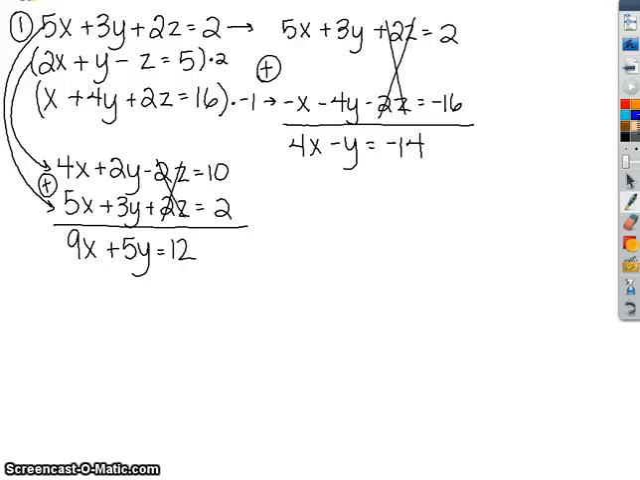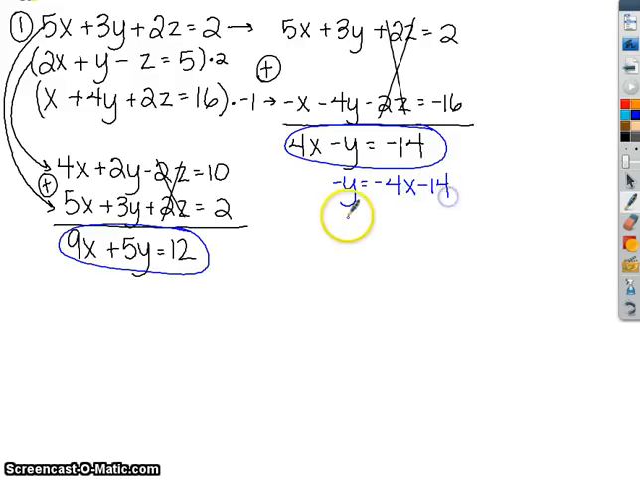So now we have 2 equations that just have x and y in them. That's why we eliminated z twice. We have two different equations that have x and y in them. At this point, you can either use substitution or elimination, and you want to eliminate another variable. Based on my numbers here, I think I'm going to use substitution because I have this right here. So in order to do that, I get negative y equals negative 4x minus 14. So if I divide through by negative 1, I get y equals 4x plus 14.